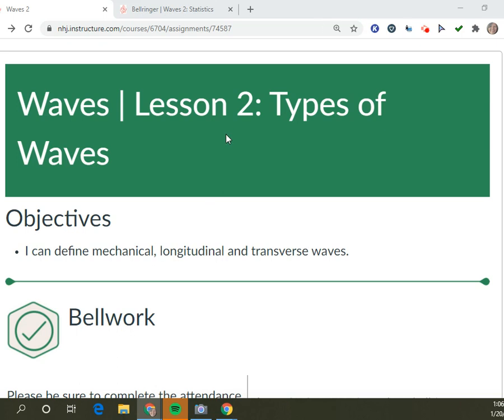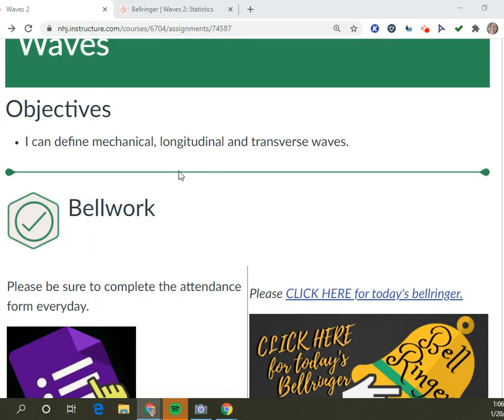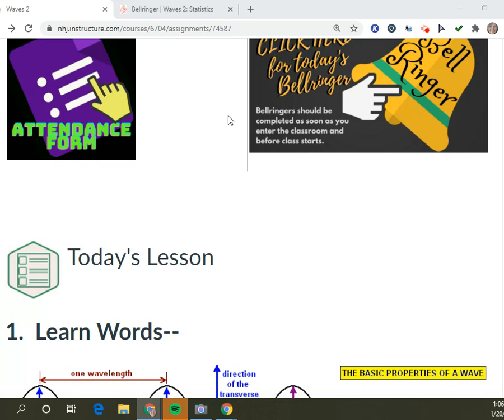All right, so today we're going to talk about waves. This is lesson 2, types of waves. We're going to take some notes and think about it and do a couple of drawings. You should have already done your bell ringer and the attendance.